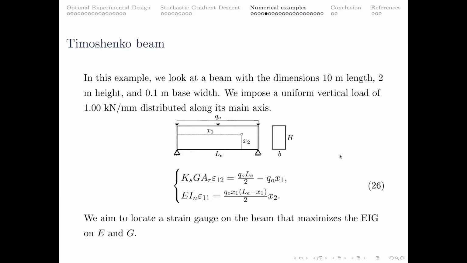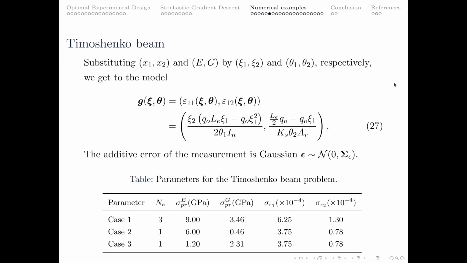So how do we model our experiment in the optimal experimental design sense? Well, substituting the position of the strain gauges x1 and x2 by ξ1, ξ2, the optimization parameters, and the parameters of interest, which are the Young modulus and the shear modulus, by θ1 and θ2, we get this model, which is the strains that we measure, given by this equation here.